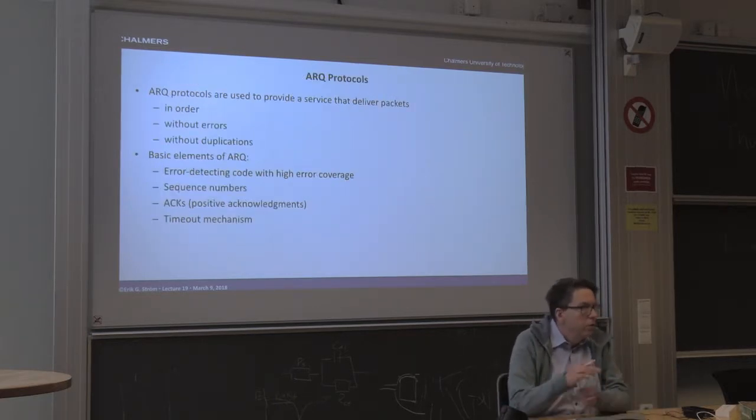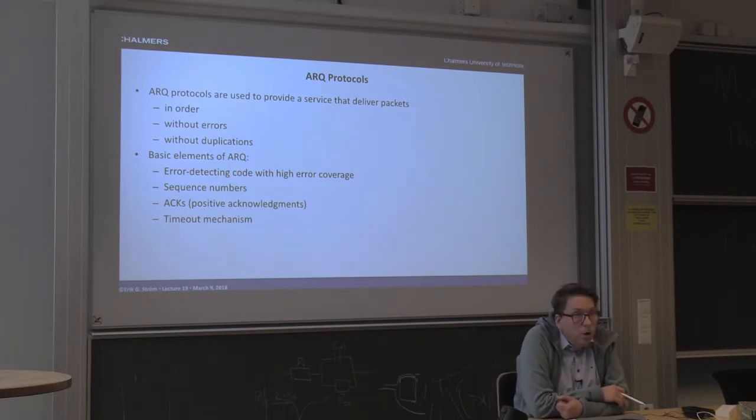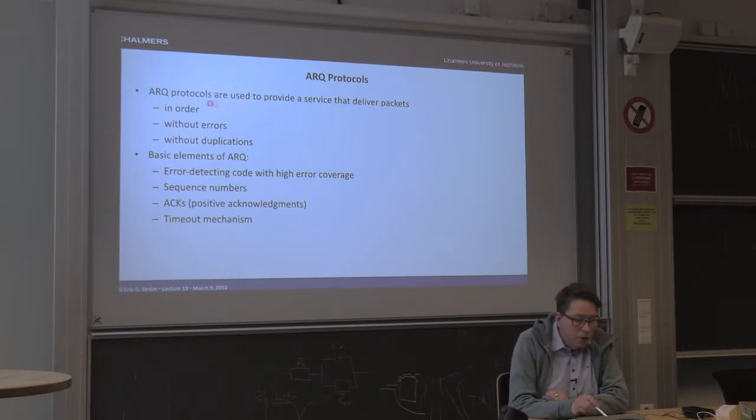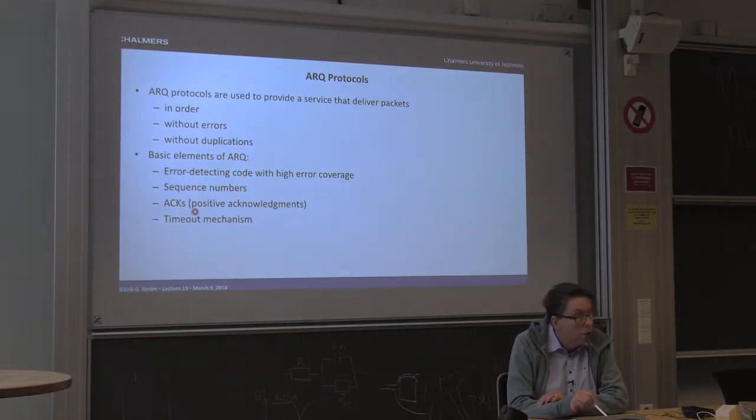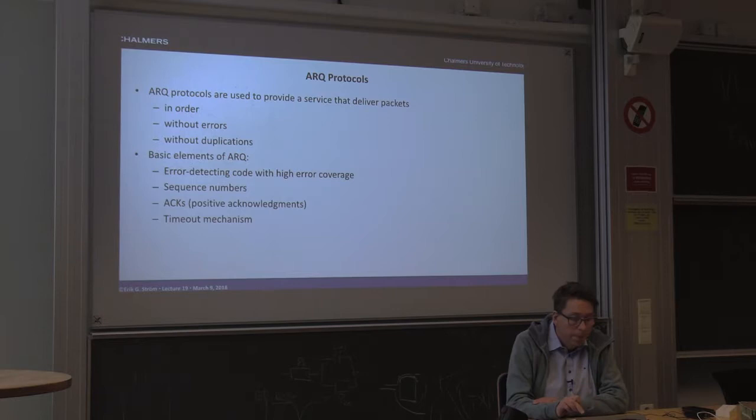Okay, ARQ protocols. What are those? Those are there to clean up errors that occur in transmission. So ARQ protocols are used to provide a service that delivers packets in order, without errors, without duplication. And we can do that with some basic elements in an ARQ. Error detection codes, we need those. We need sequence numbers. We need acknowledgements, special control frames from the receiver to the transmitter. And we need timeouts. So these need to be combined in a good way.